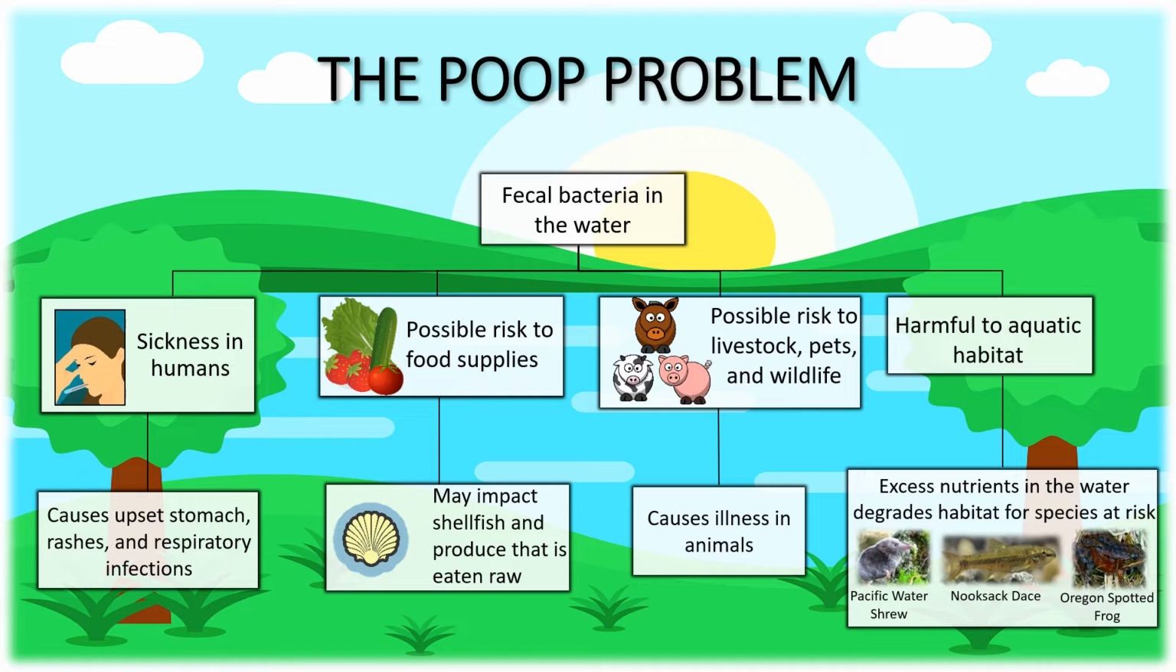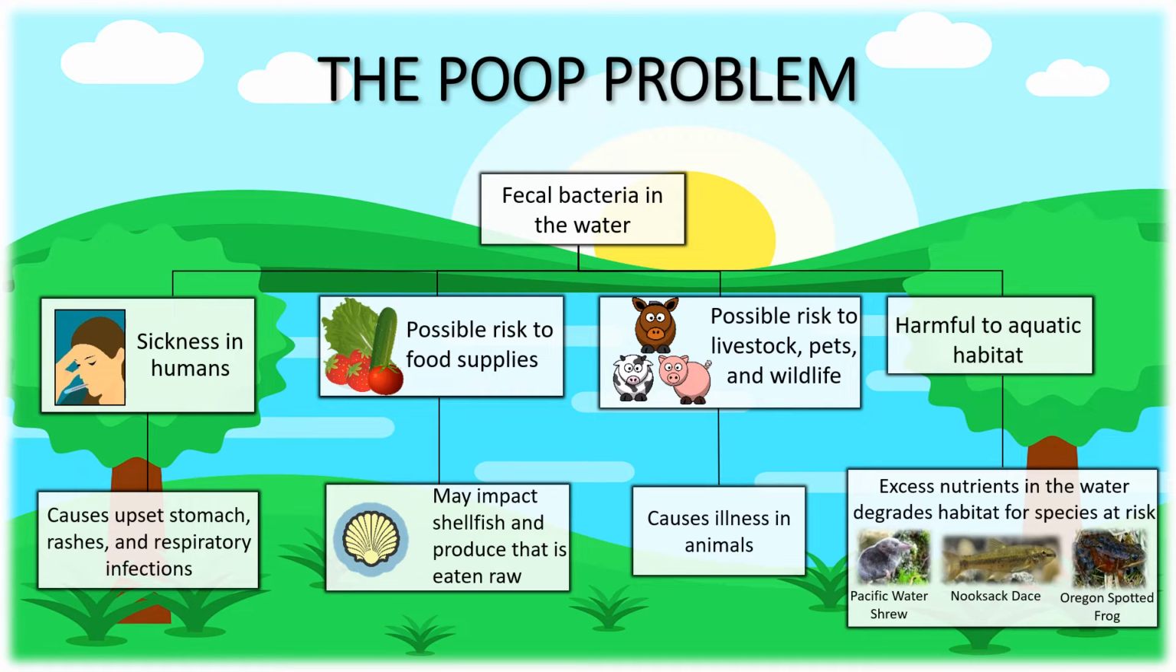Crops, especially those that are often eaten raw, such as berries and vegetables, can also become contaminated with fecal bacteria if they are irrigated with water that is containing the bacteria. Then there are the impacts to pets, wild animals, and livestock.